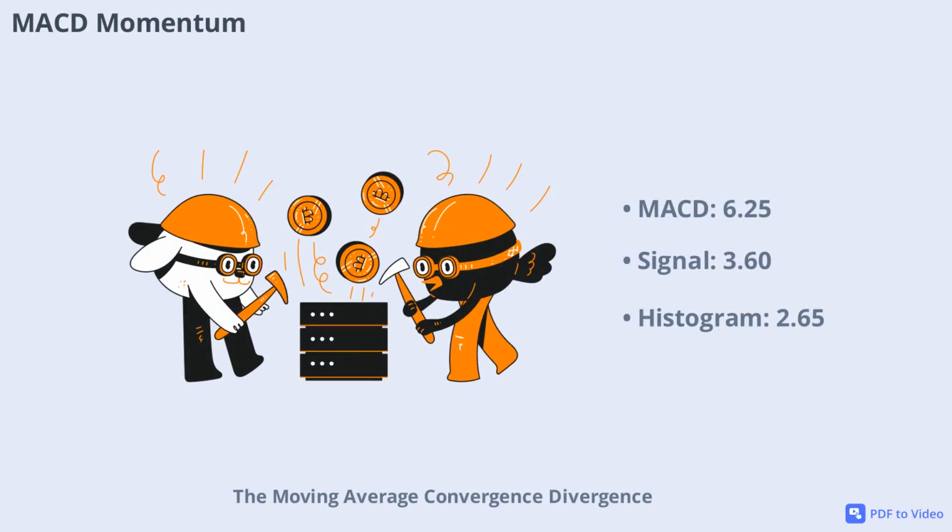The Moving Average Convergence Divergence, MACD, is a popular momentum indicator. For ADBE, the MACD value is 6.25, with a signal line at 3.6 and a histogram of 2.65. The positive MACD and histogram suggest bullish momentum, but the relatively modest values indicate that the trend is not overwhelmingly strong. Monitoring MACD can help identify shifts in momentum before they appear in price action.